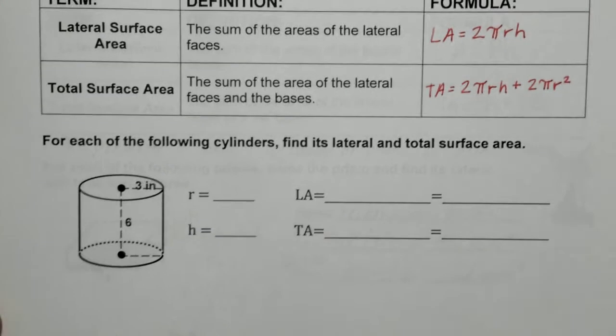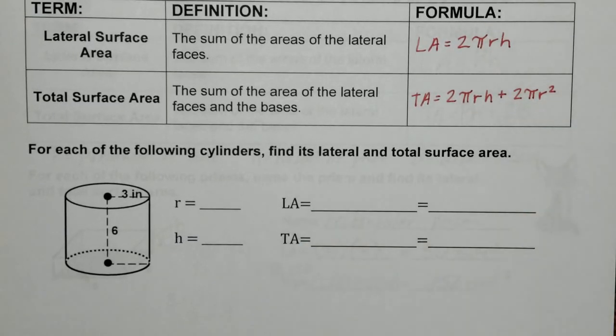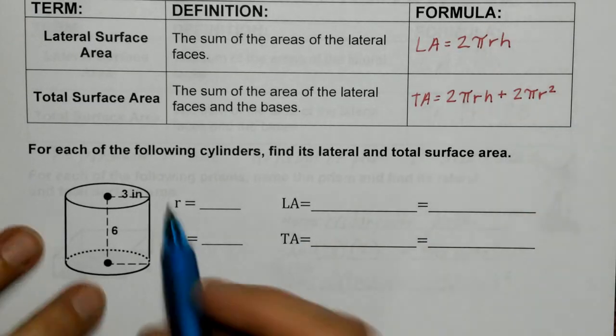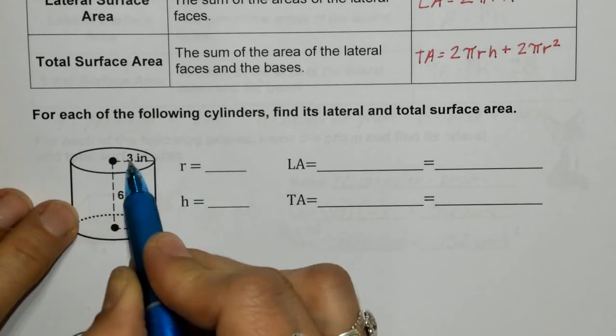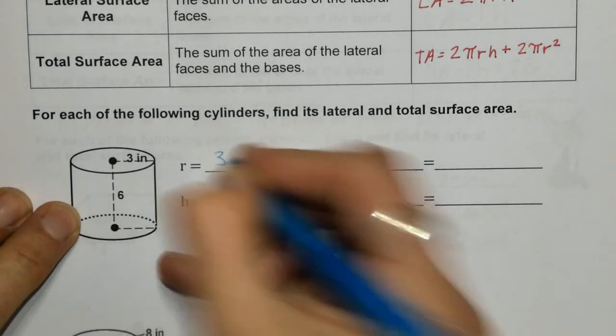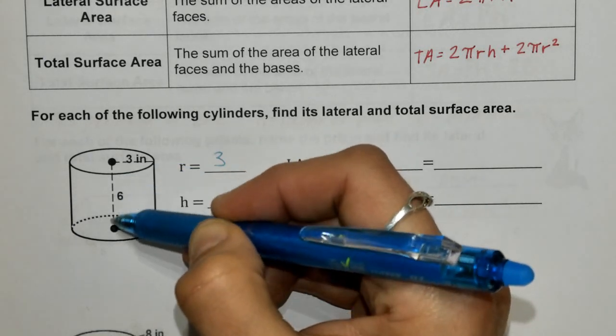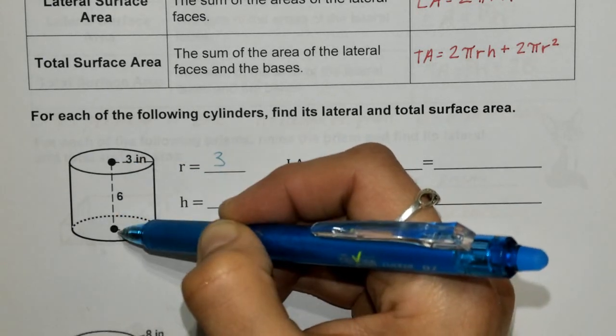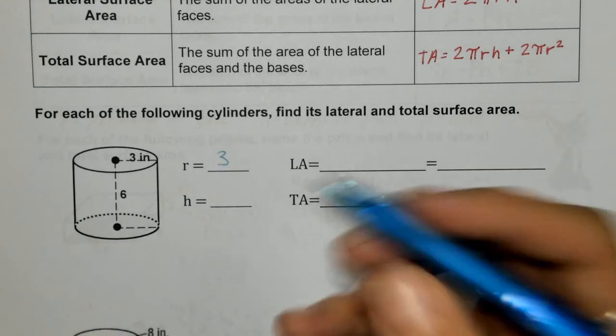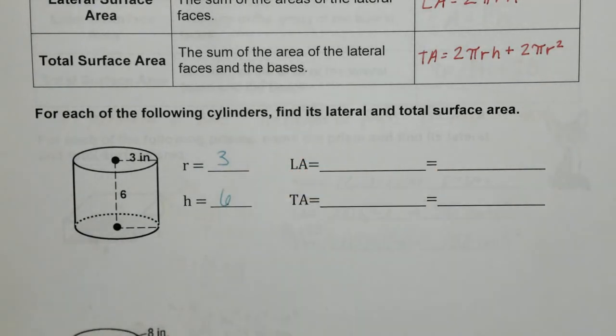We need radius and height. That's all we need for these. So here, we're checking out our radius. Oh, nice, they gave us a radius, 3. Your height sometimes will be drawn on the outside, sometimes it'll go down the center. But from one circle to the other circle, those are our faces. That's going to give us our height of 6.